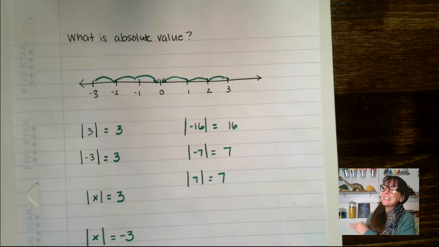So hopefully that helps explain a little bit more about what absolute value is. Just remember, it's the distance it is from 0. Absolute value is absolutely positive.